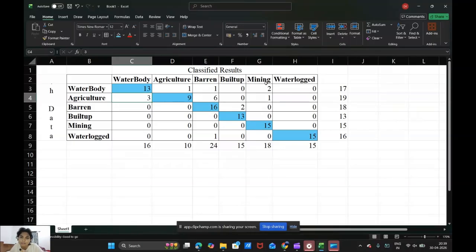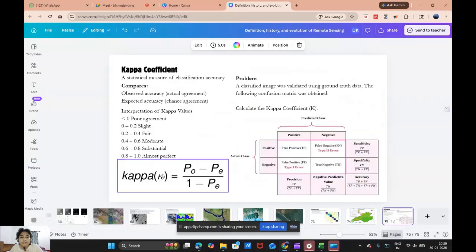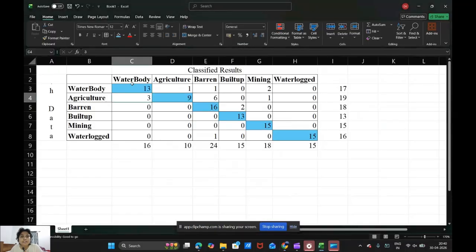Okay, that particular accuracy we are still not getting. Now, what the Kappa coefficient equation says is that in order to find the Kappa coefficient, you need to know your observed accuracy. So what is our observed accuracy? It is the sum of all these diagonals. So let's see what our observed accuracy is.